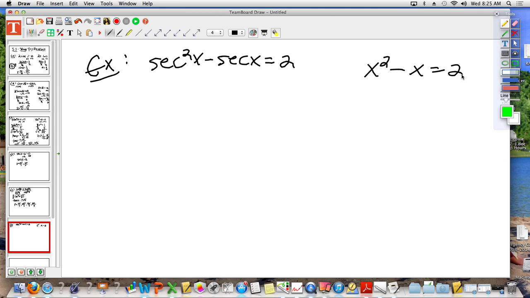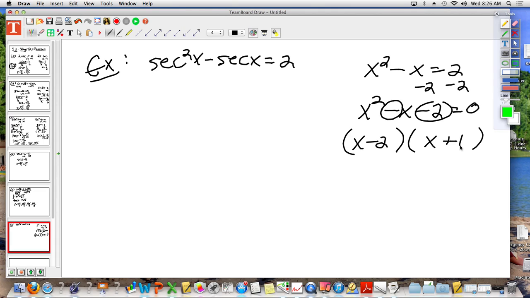We need to factor this. So what we need to do is get this thing equal to 0. We need to subtract 2. You're going to end up with x squared minus x minus 2 equals 0. What do you do? x minus 2, x plus 1. We're going to factor it. Very nice. Yes. You've got to look for two numbers that multiply to give you the negative 2, and x plus 1 equals 0.